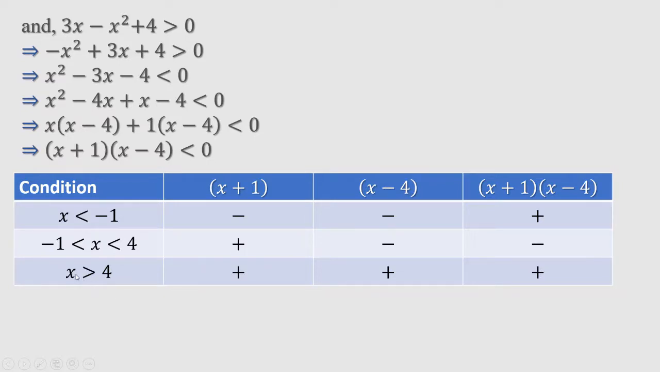And for x greater than 4, x plus 1 is positive and x minus 4 also positive, so their product also positive. But here given that this product is less than 0, that means negative. So for this condition, x is greater than minus 1 and less than 4, the product of the factors will be negative. So solution for this condition is x is greater than minus 1 and less than 4.